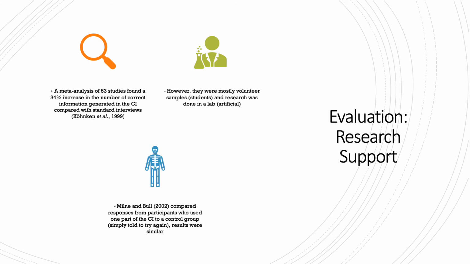Mill and Bull compared responses from participants who used one part of the cognitive interview to a control group. So, for example, the participants might have just been told to report everything. They weren't told to remember everything in the context. They weren't told to change the order or the perspective. They were only told to do one part of the cognitive interview. And this was compared to a control group who were simply just told to try again.